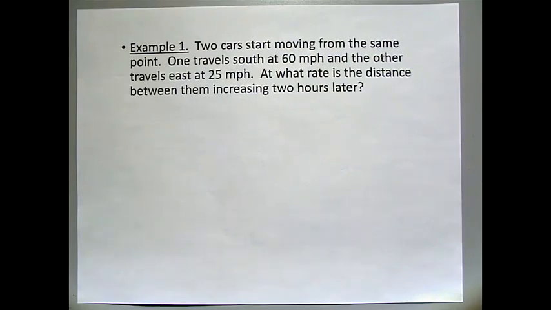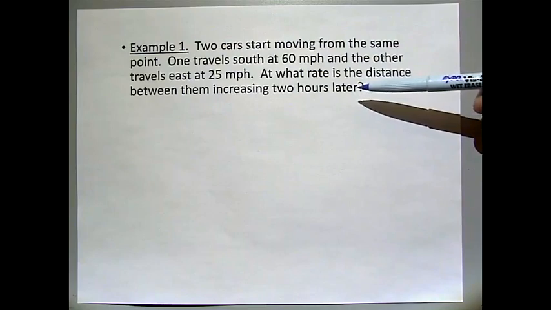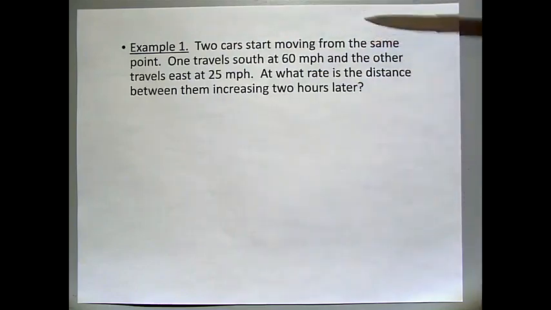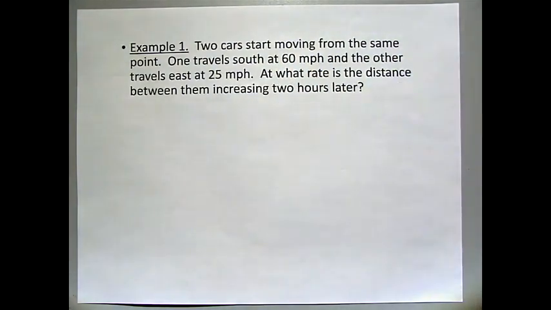Two cars start moving from the same point. One travels south at 60 miles per hour, and the other travels east at 25 miles per hour. And obviously the distance between those two cars, the line of sight, is something that's going to be changing as time goes on. We are interested in finding the rate of change of that distance between them at the moment 2 hours after this whole thing started. Okay, so once again, I start from the same point. One goes south, one goes east at different speeds. We're looking for the rate of change of the distance between them at a particular moment.